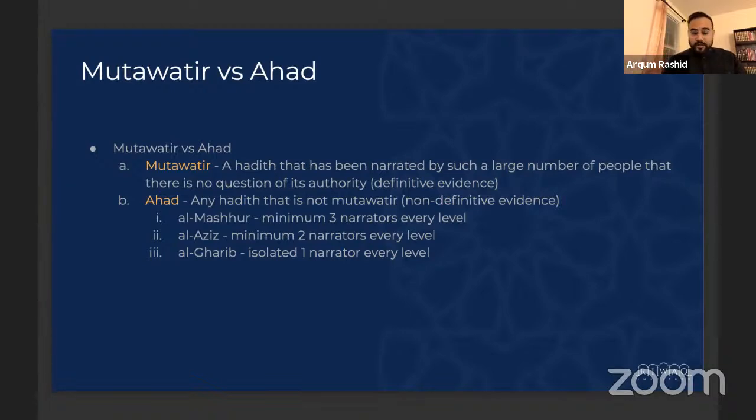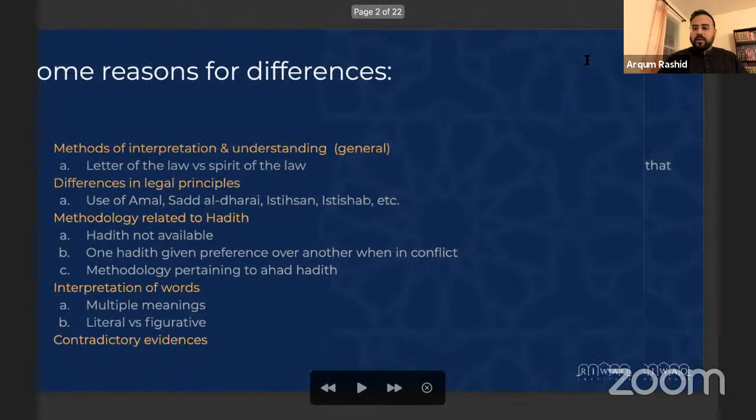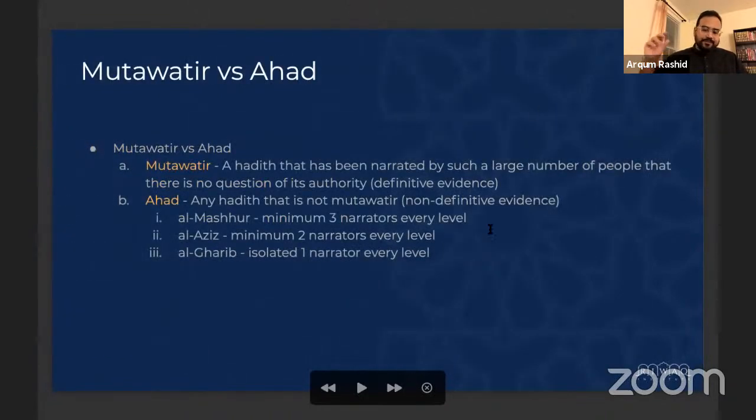Now, under ahad, there are different types. So ahad doesn't simply mean there's one chain. Rather, there's mashhur, if there's a minimum of 3 narrators at every level. There's aziz, a minimum of 2 narrators at every level. When we say every level, we're referring to the first 3-4 levels. So when we say narrators at every level, it's usually talking about the beginning levels, as we'll see, I'll show you some charts, inshallah. Al-Gharib is this solitary narration that we think of. So, those narrations that have one narrator at every level.